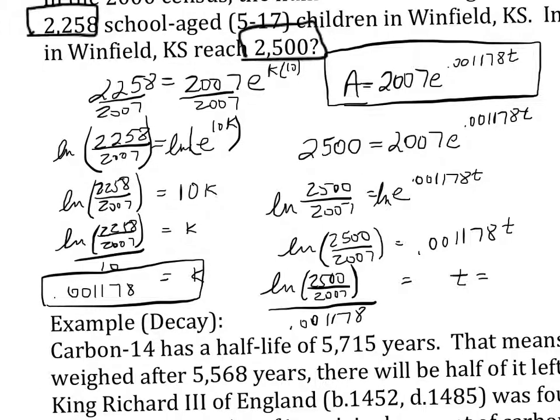And when you plug that into your calculator, we get 18.646 years. So in approximately 2018, we will have 2,500 school children in Winfield, Kansas. Now, that was an example of exponential growth. Notice that our K value here is positive, very slightly positive, but it's still positive. So therefore, we're having growth that occurs.